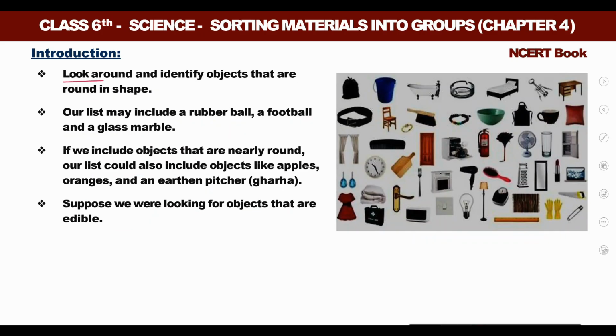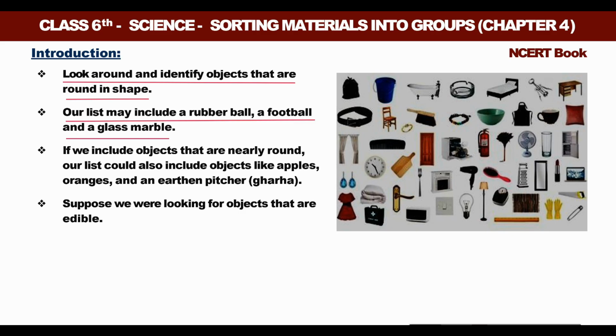We have to look around and identify objects that are round in shape. Our list may include a rubber ball, a football, and a glass marble. तो यदि हम अपने चारों तरफ देखें कि राउंड शेप में क्या है, तो फुटबॉल हो सकता है, रबर बॉल है, मार्बल है, क्रिकेट बॉल है. A globe is a round shape, and there are some objects not completely round but near to round, like oranges and apples.